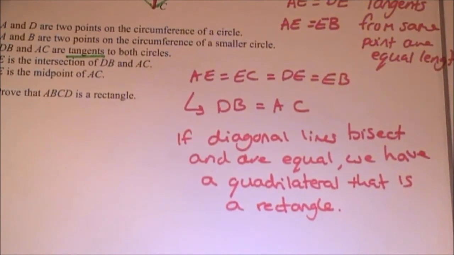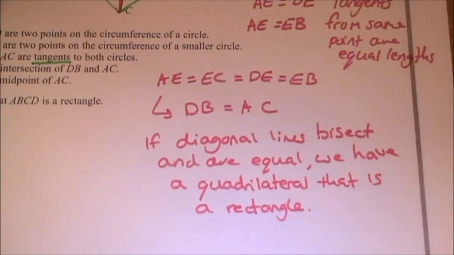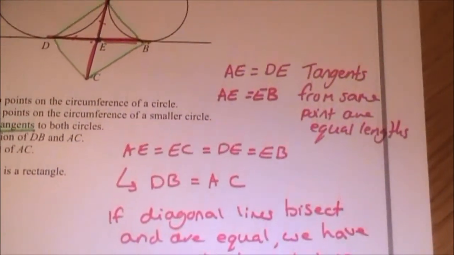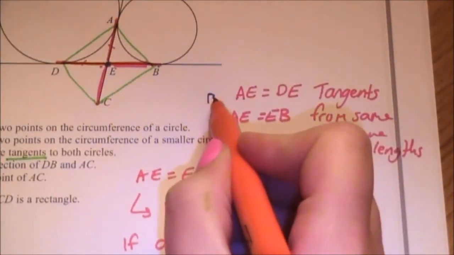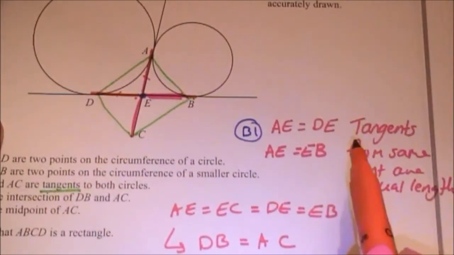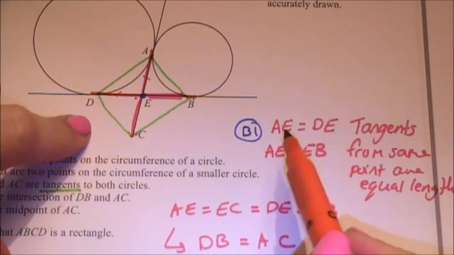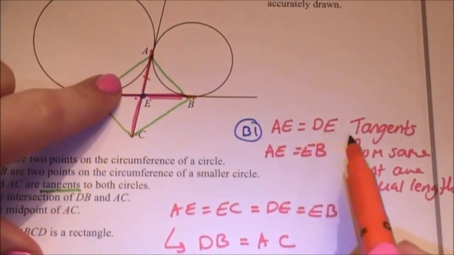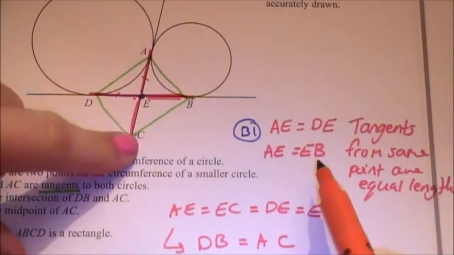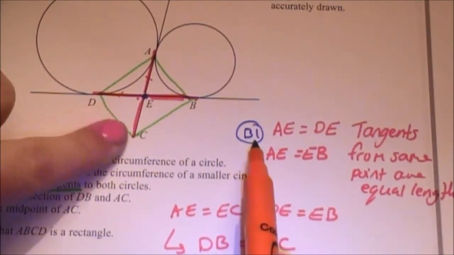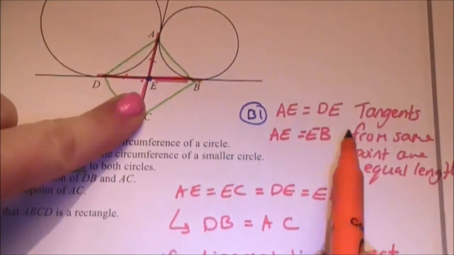And that, I'm going to check with the mark scheme, should be my full mark answer. Alright, so the marks are allocated. You get your B1 mark for recognising the statement about the tangents, and it can be for saying AE is equal to DE, or it can be saying that AE is equal to EB. The fact that I've got both doesn't really mean anything. I get 1 mark for that aspect.